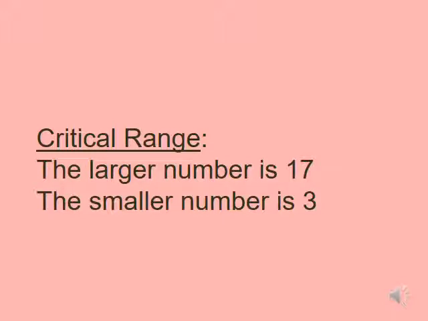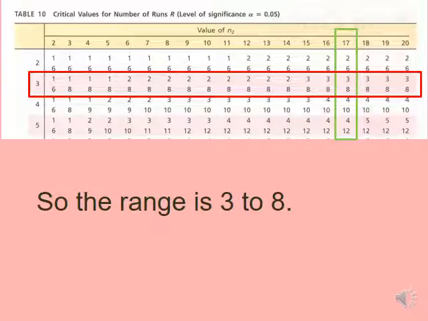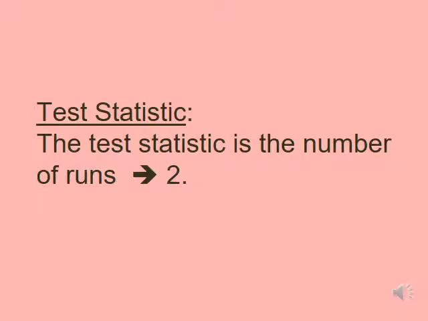And of course, what I've got to do is find that critical range. I go to that table. My larger number is going to be 17, my smaller number is 3. And here I went to 17 at the top and 3 at the side. Again, you could do it the other way around and you'll get the same answer. My critical range here is going to be from 3 to 8. If I have between 3 and 8 runs, we would have random data. Otherwise, we don't. I already told you that we had 2 runs here.